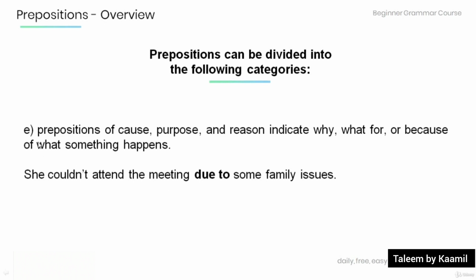E. Prepositions of cause, purpose, and reason indicate why, what for, or because of what something happens. Have a look at the example below. She couldn't attend the meeting due to some family issues. Now the preposition due to tells us why she couldn't attend the meeting.